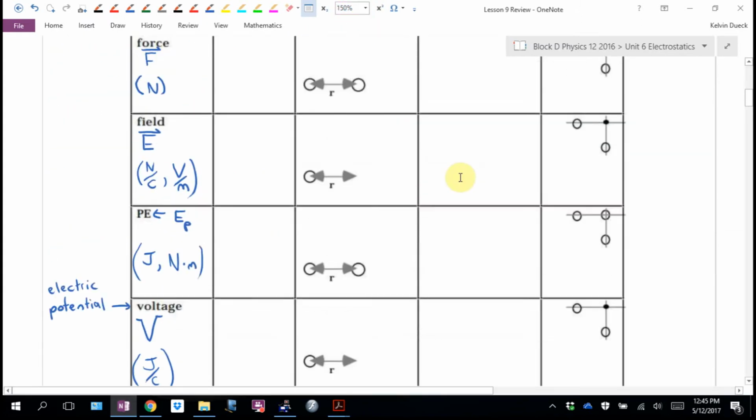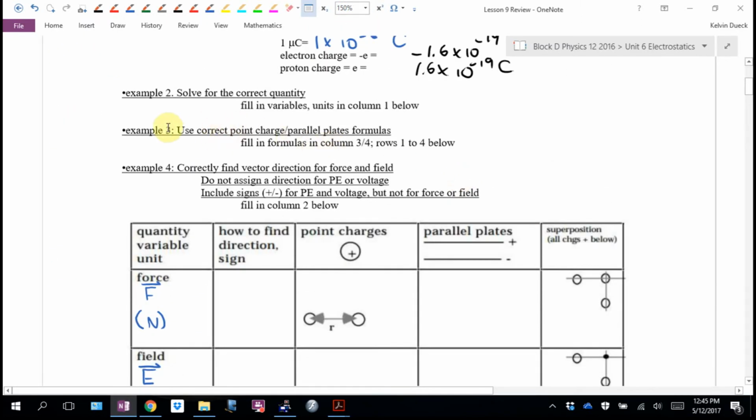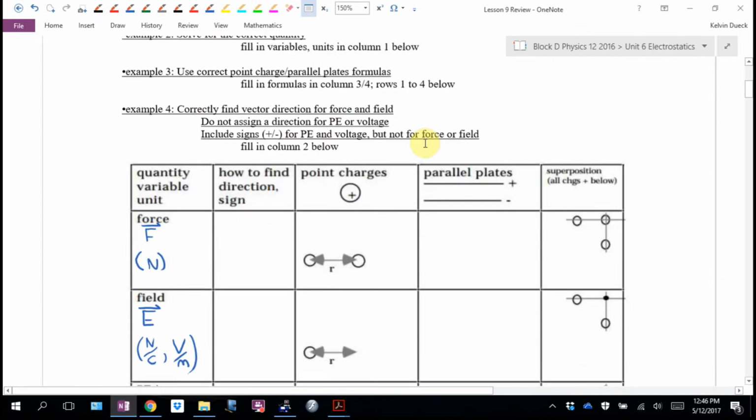Okay. Then example 3 says, use the correct equations. So I'm going to actually move all the way across and kind of fill in these rows here. First issue. For forces, how do we find the direction? Matteo, it's pretty simple. 4 words, Matteo. Like.